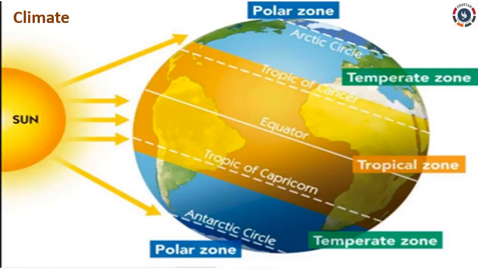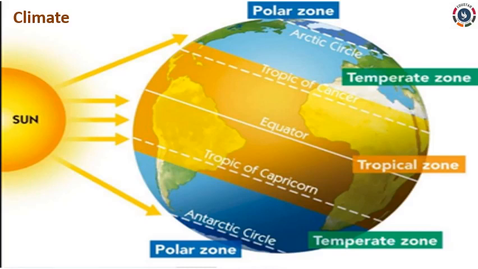Now we will see about climate. The temperate zone has a moderate climate. The weather is neither too hot nor too cold. This is because the temperate zone receives slightly slanting rays of the sun. So it is cooler and drier than the areas in the torrid zone. This zone experiences warm summers and cold winters. And there is a large difference between the daily maximum and minimum temperatures.